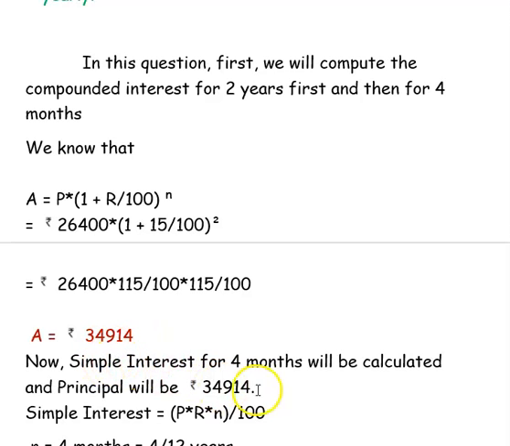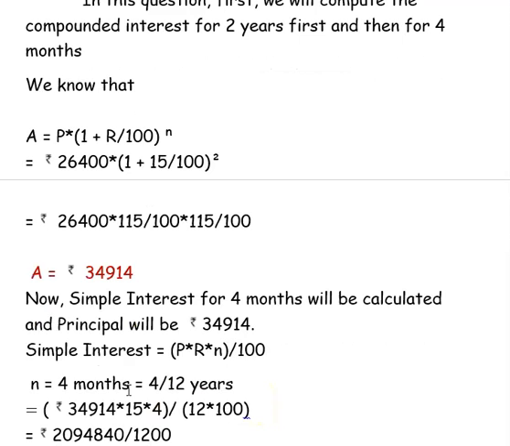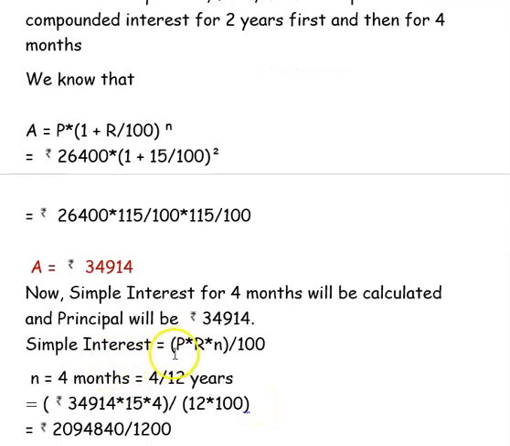Now the simple interest for 4 months will be calculated, and for that we can take this amount as the principal amount, that is 34,914 is the principal amount. Now we use the simple interest formula, P into R into N divided by 100, for 4 months. The number of months is 4, but we have taken N in number of years, so we want to convert months into years first. So 4 divided by 12 years.